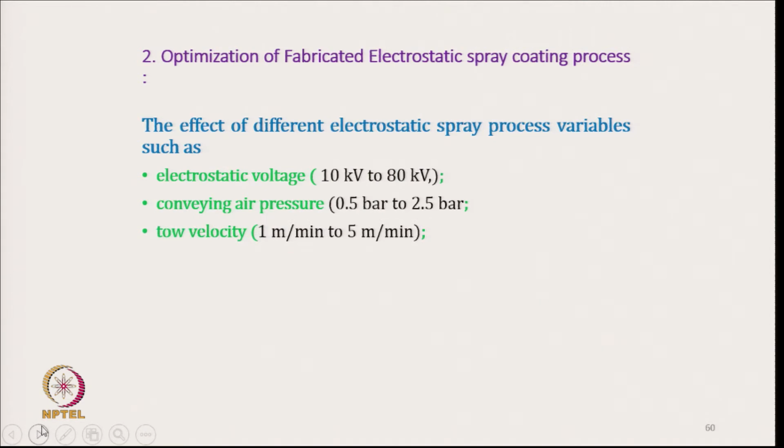Another variable is toe velocity. With the change in toe velocity, that is the takeoff speed, the resin content changes. Here toe velocity was varied from 1 meter per minute to 5 meter per minute.